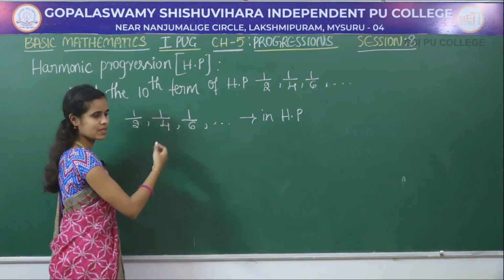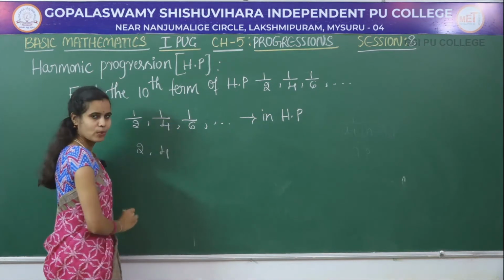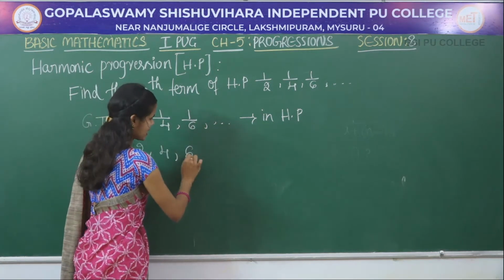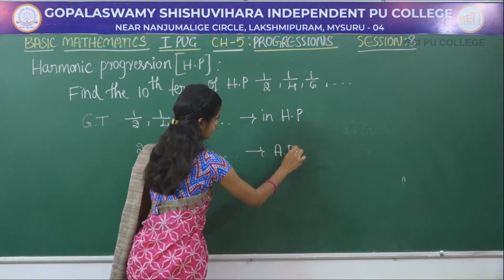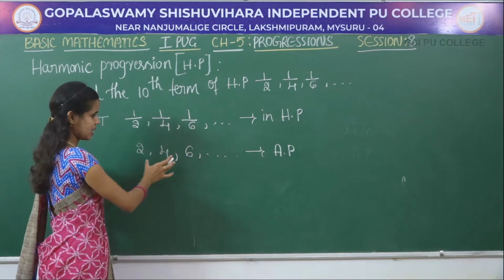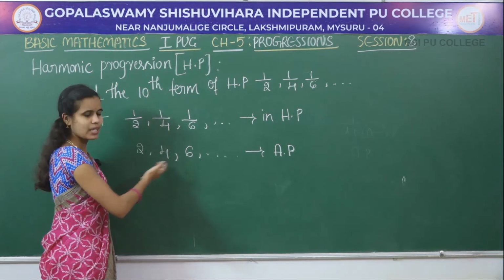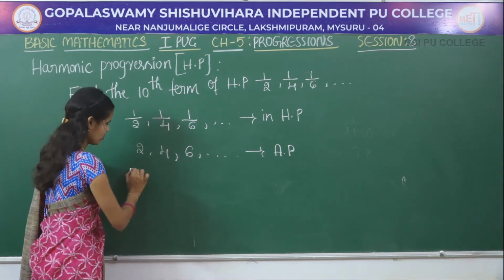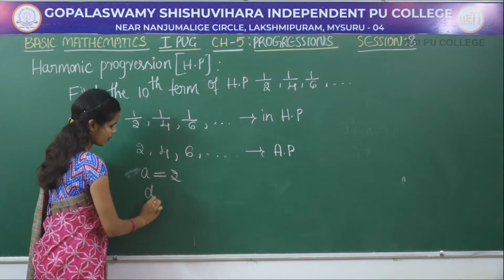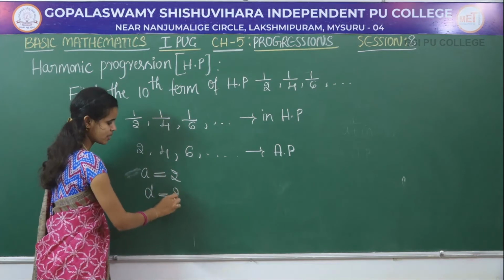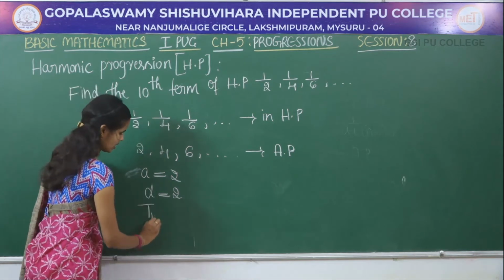Therefore, the reciprocals of the terms are in AP. The reciprocal of 1 by 2 is 2, the reciprocal of 1 by 4 is 4, the reciprocal of 1 by 6 is 6, etc. It is in AP. So using this sequence, first let us find the 10th term of the AP. We have A equal to 2, and the common difference d is 4 minus 2, which is 2.